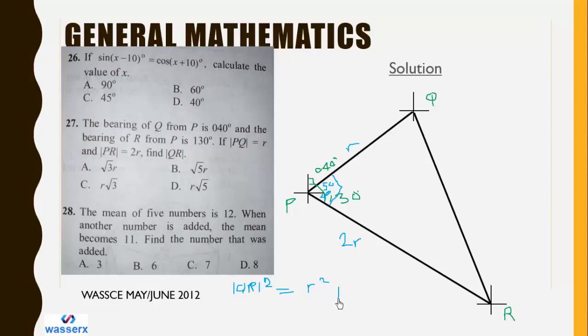So QR squared is equal to R squared plus 2R all squared. So this is giving us R squared plus 4R squared. So this simplifies to 5R squared. So QR is equal to the square root of 5R squared. And this is equal to R root 5.